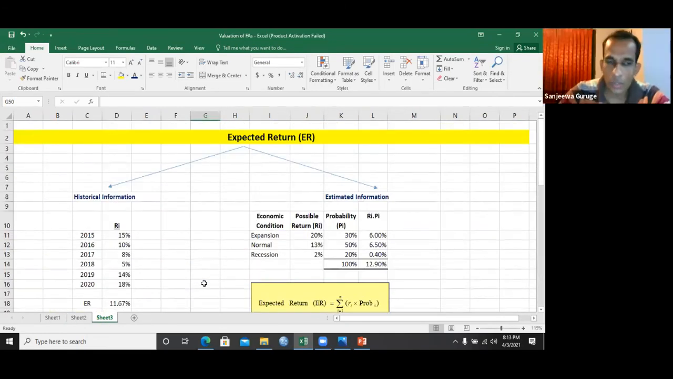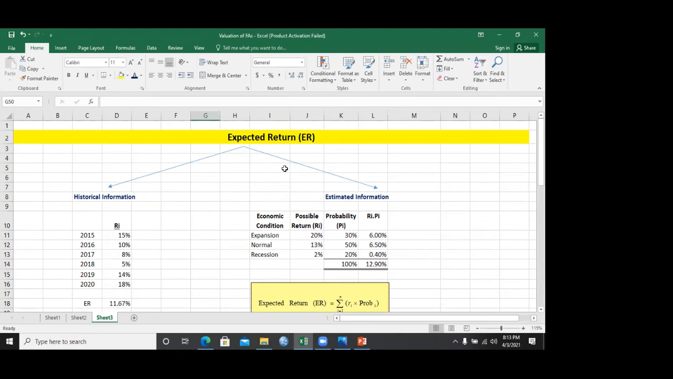Right. Okay, then any other question? Okay, then let's take a break. And after that, we'll discuss how to calculate this expected return and standard deviation using the financial calculator.